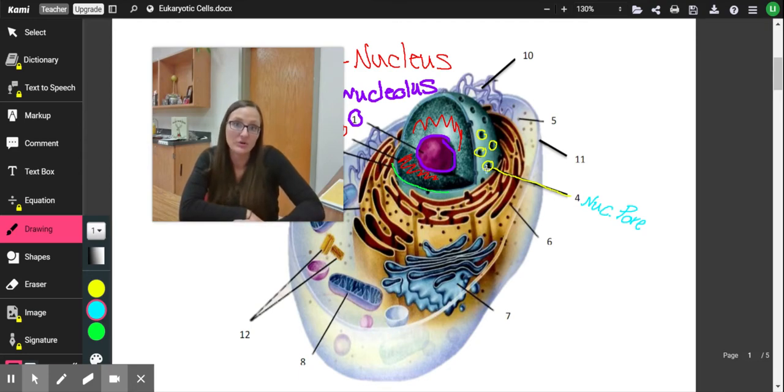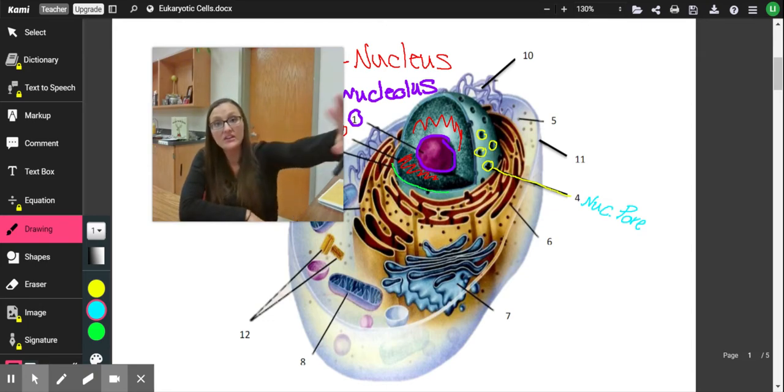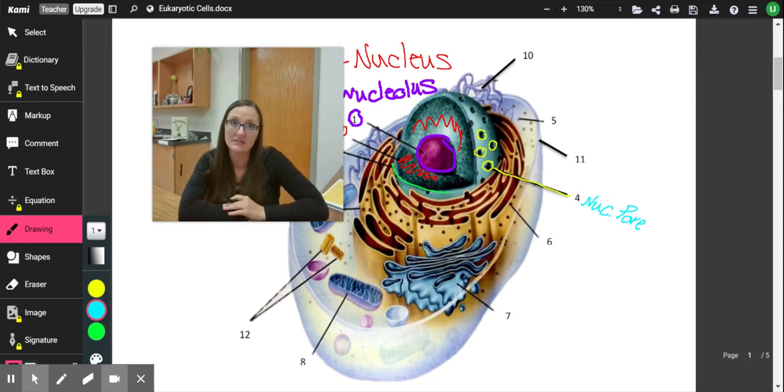So these nuclear pores, what they're for is to allow something called RNA to leave the nucleus. And that's something that we probably won't talk about until January. But just so you know, that's what a nuclear pore does. It lets RNA leave, but nothing really comes in. It's just a one-way street, really.